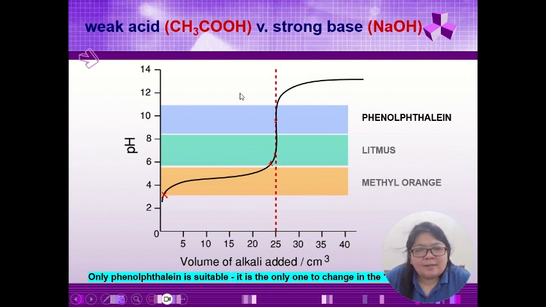Next one, weak acid versus strong base titration. I have again these three indicators. You can see that phenolphthalein is the most suitable one because the range for the color change falls within the vertical region of this titration curve.